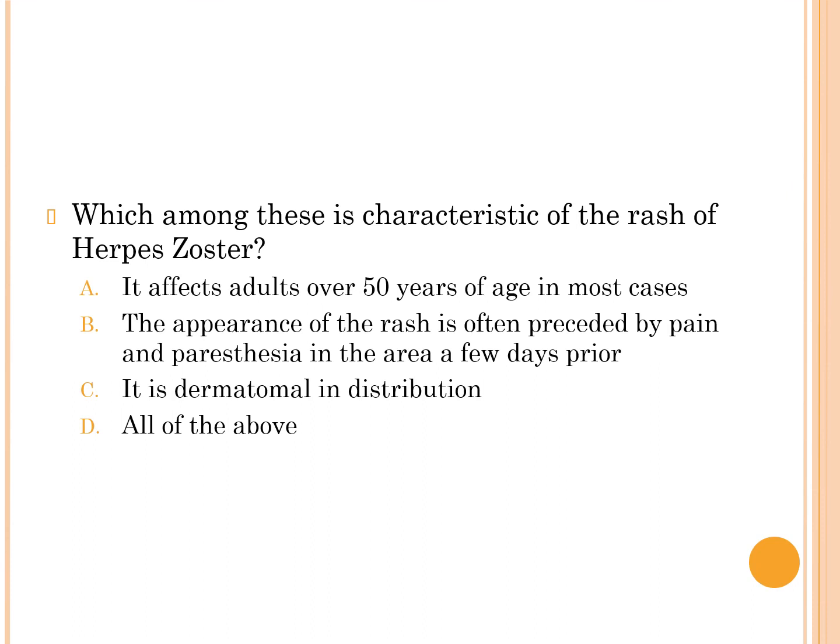So which among these is characteristic of the rash of herpes zoster? It affects adults over 50 years of age in most cases. The appearance of the rash is often preceded by pain and paresthesia in the area a few days prior. It is dermatomal in distribution. Or are all of the above statements correct? And the answer is all of the above statements are correct.